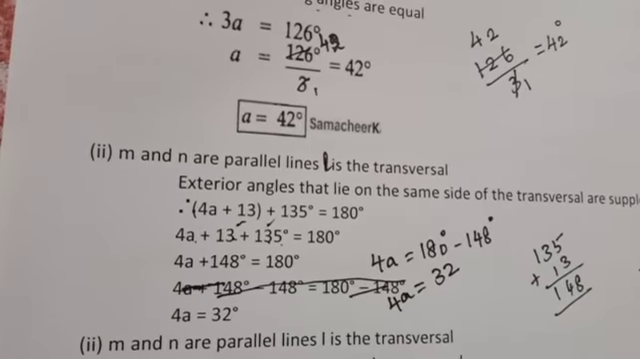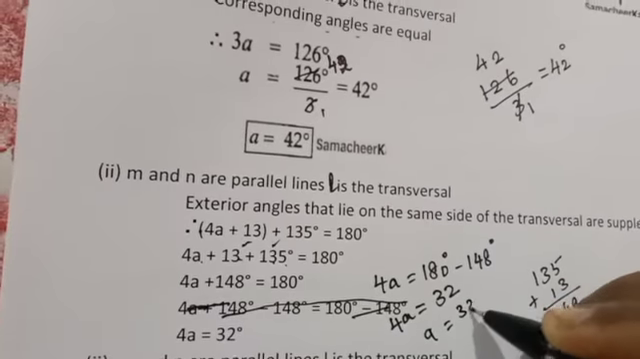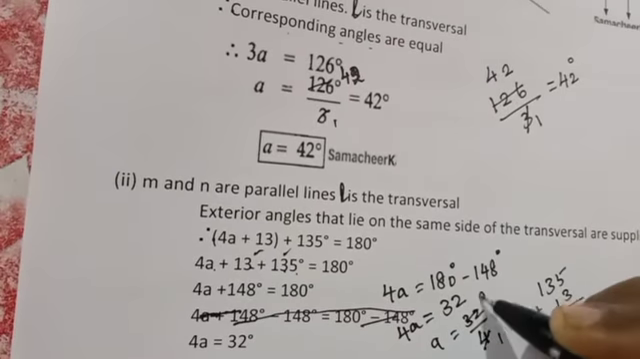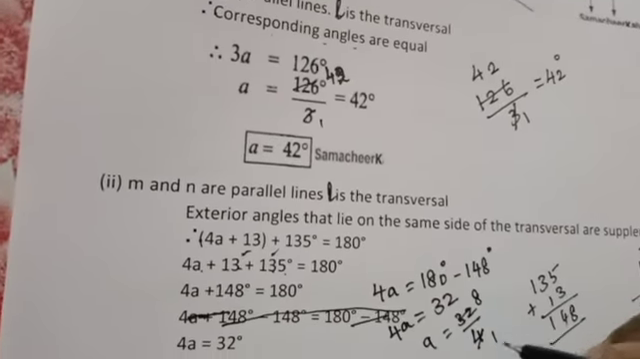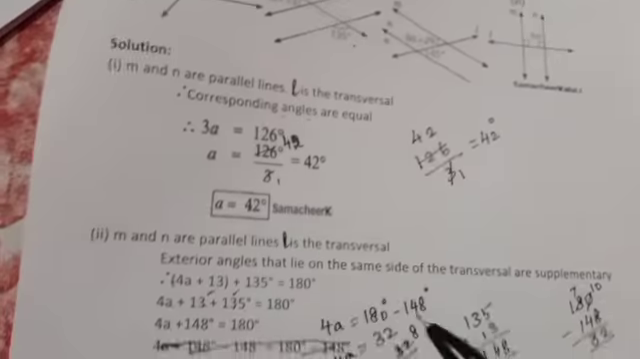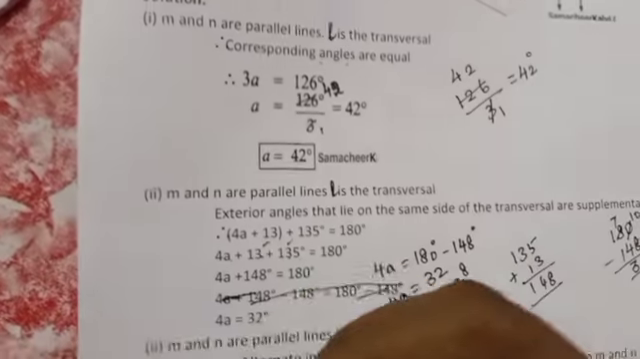So A we want to find, you know. So A is equal to 32 by 4. 1 4 is 4. 8 4s are 32. So A is equal to 8 degree. Yes, students, we want to find the A value only, you know. So A is equal to 8 degree. Okay, third problem.